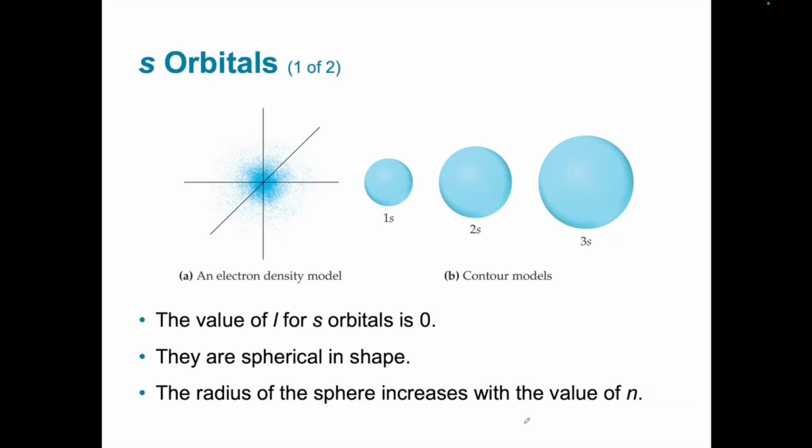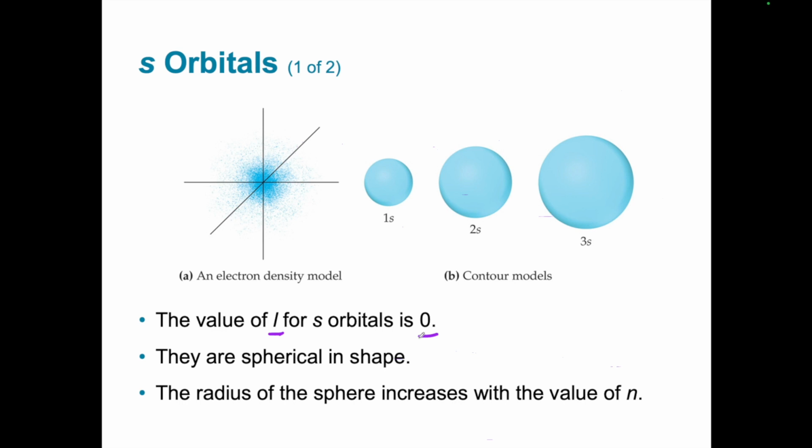So these are the shapes of the s orbitals. The s orbitals are spheres. They're literally spheres, so the l is 0, because no matter what orientation you put it in, it's always going to have just one shape. It's always going to be a sphere.